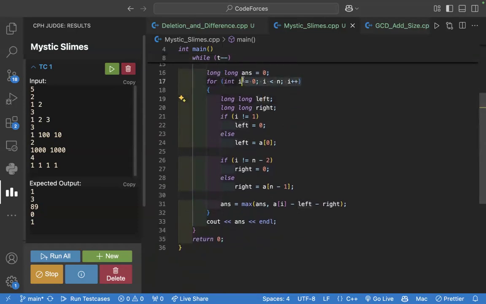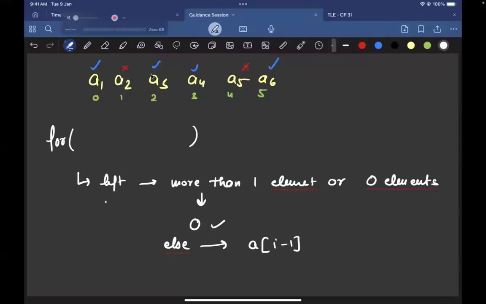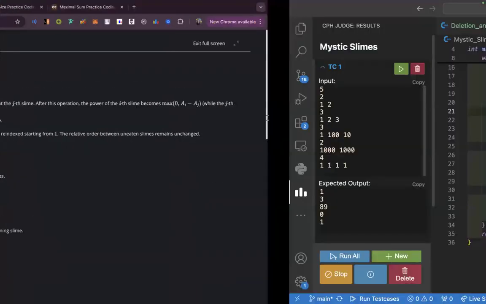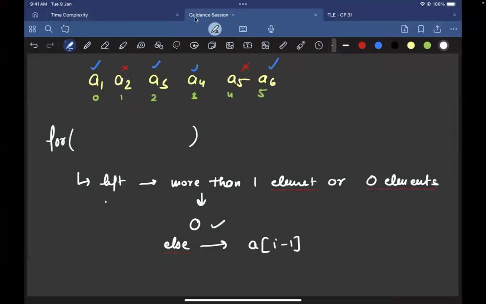Okay. Now I'll go to every element and I'll try to figure out a left and a right half. Now how do I do that? What is the left half? If i is not equal to 1, which means i is 0, 2, 3, 4, or the last, in this case let's say if it was size 6, then the left half is going to be 0. Yes. If i is not 1, then the left half is 0.